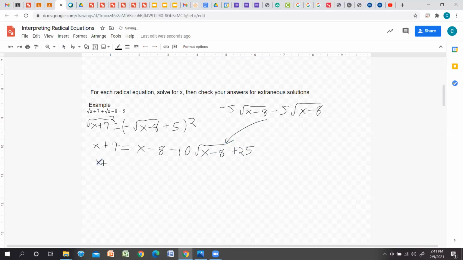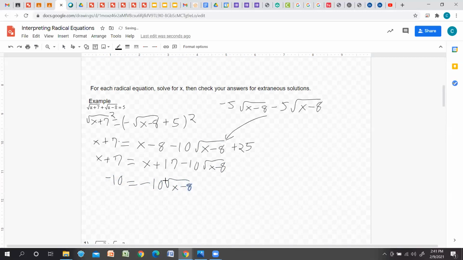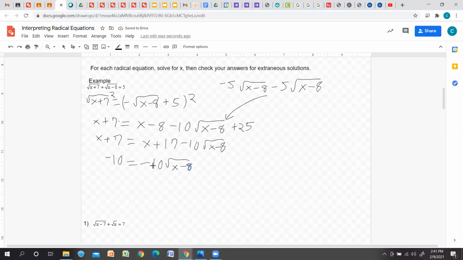Okay, so I'm going to simplify, so I'm going to combine like terms. We have x, let's see, 25 minus 8 is 17. So we're going to subtract x and 17, so the x's cancel out. We get negative 10 equals negative 10 square root of x minus 8. And again, these should all simplify a bit more readily. So we can divide by negative 10. So we get 1 equals square root of x minus 8.